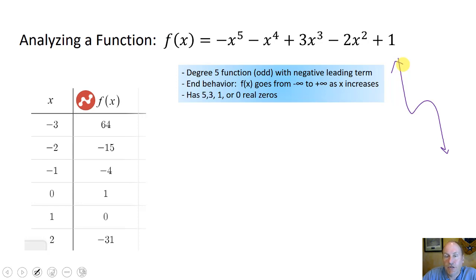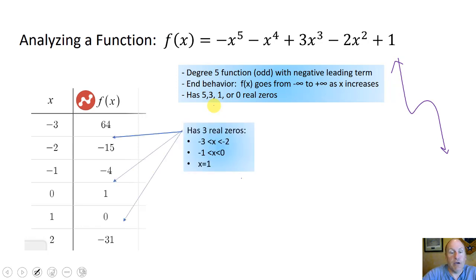And because it's an odd degree function, it can have at most 5 real zeros, and it's got to be an odd number. So it's got to have 5, 3, 1, or no real zeros at all. So we already know a fair amount about this function just by that information, which is mostly from our previous screencast. Let's add the things we learned here.